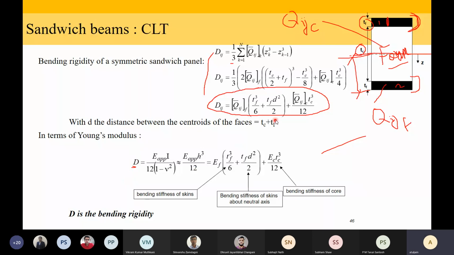And D is TC plus TF. So this term is contributing a lot of stiffness just by geometry. It is TF into D square, and TC is a big number. So D square is a big number. So our D value is increasing. The bending rigidity that we are able to achieve is rapidly increasing as I increase the thickness of my core, which basically does not cost me anything. Foam is a very cheap material. It is just a question of placing my carbon fiber layers as far apart as possible.